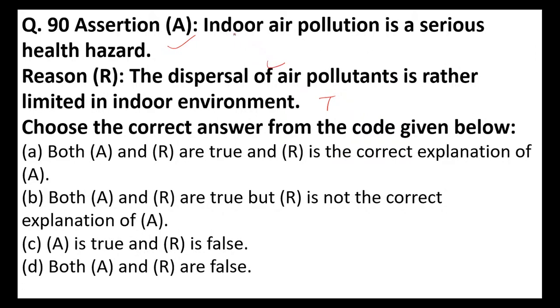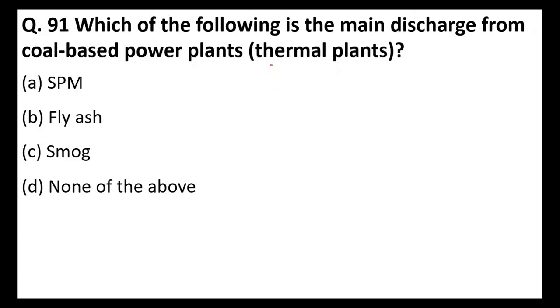A. Why? Because indoor air pollution is serious because air pollutants are not able to get out of indoor. Like if you have some room inside your big house, and if there are air pollutants inside it, because wind does not go there, or it is not able to reach that place, it is not able to come out. The air pollutant will not be able to come out of indoor areas because wind is limited in your houses or indoor environment. So both are true and R is the correct explanation.